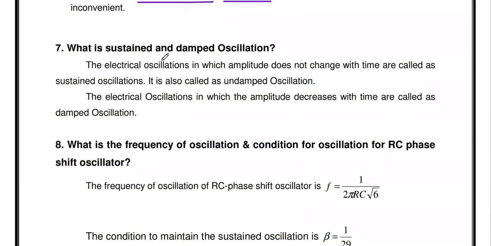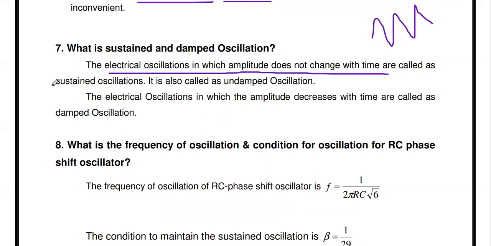The next question: what is sustained and damped oscillation? Sustained oscillation means the oscillator produces constant amplitude and constant frequency. Electrical oscillations in which the amplitude does not change with time are called sustained oscillations, also called undamped oscillations. Then what does damped oscillation mean? Electrical oscillation in which the amplitude decreases. Initially it has a higher amplitude, then as time increases, the amplitude decreases. This is called a damped oscillation.